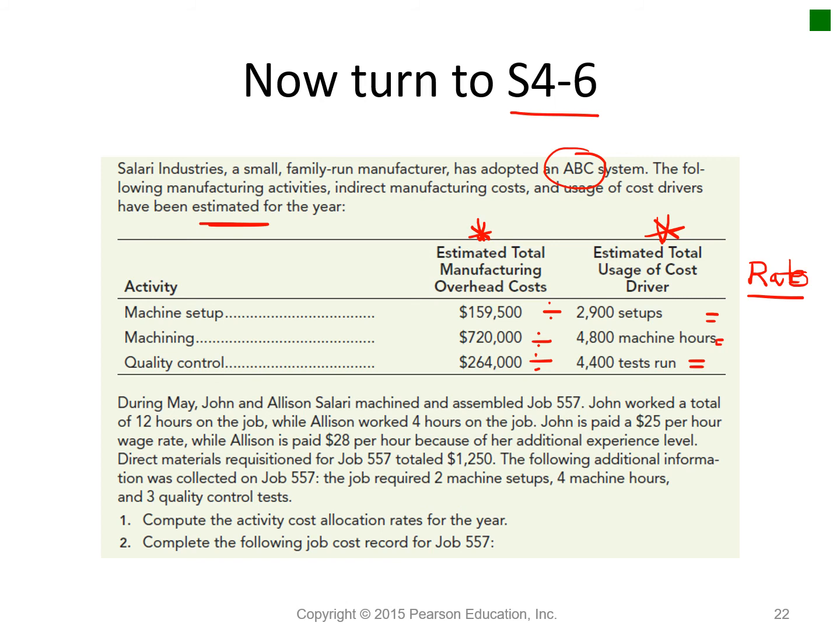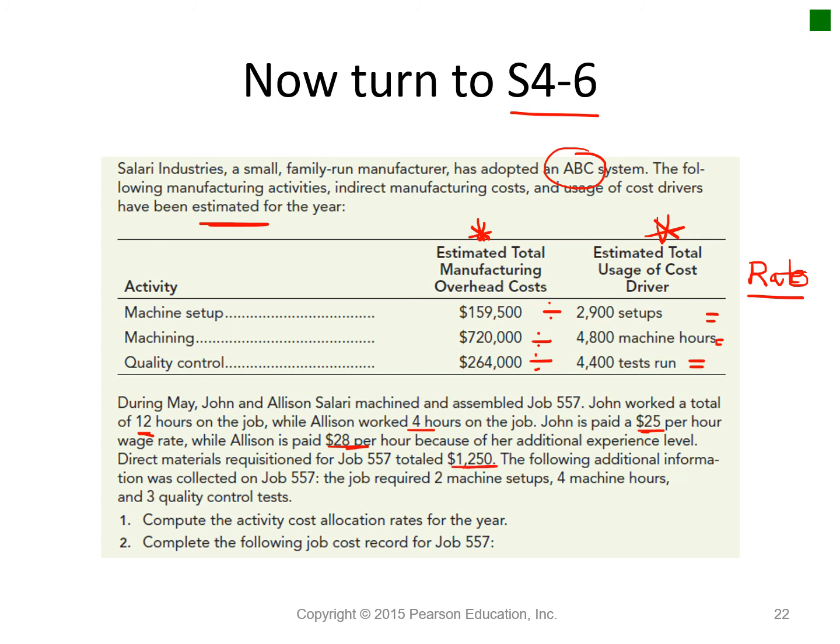During May, John and Allison Solari machined and assembled job 557. John worked a total of 12 hours on the job, Allison 4. John is paid $25 per hour, Allison $28, because of her additional experience. Direct materials used was $1,250.